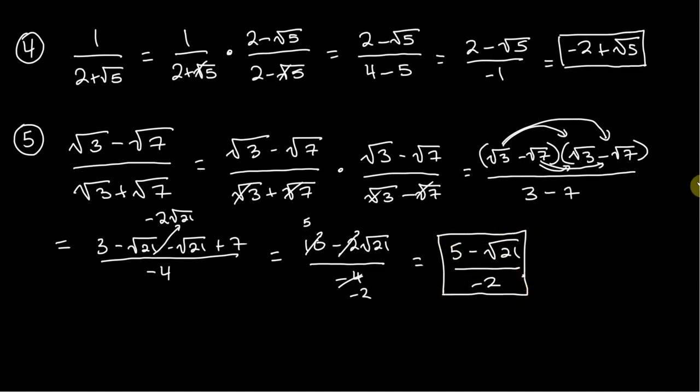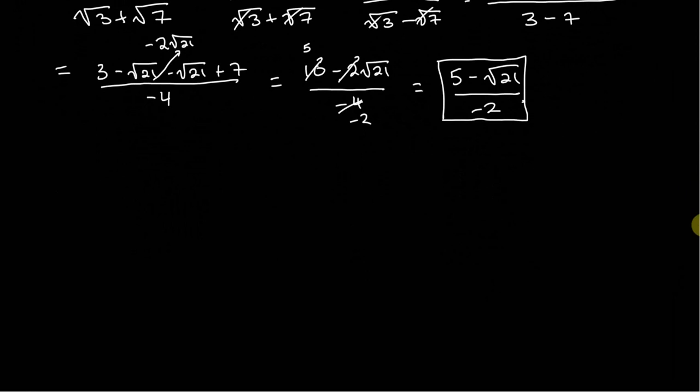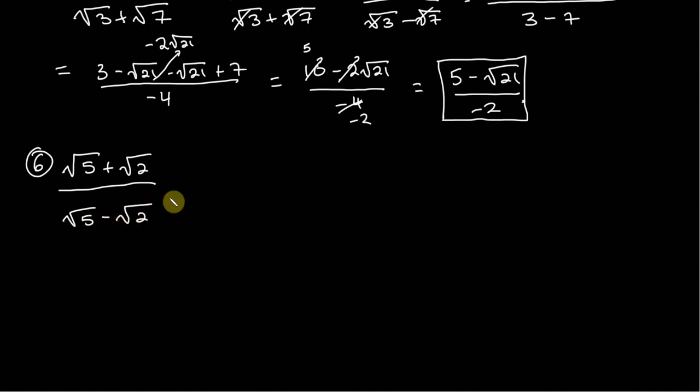I'll do one more. Just a variation of the previous example. Let's say we have, I don't know, root 5 plus root 2. That's going to be over root 5 minus root 2. Okay, so we already know what the first step is.